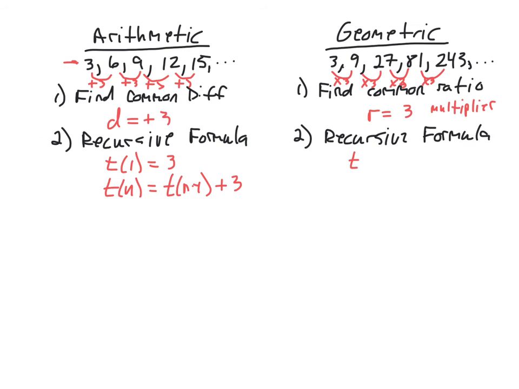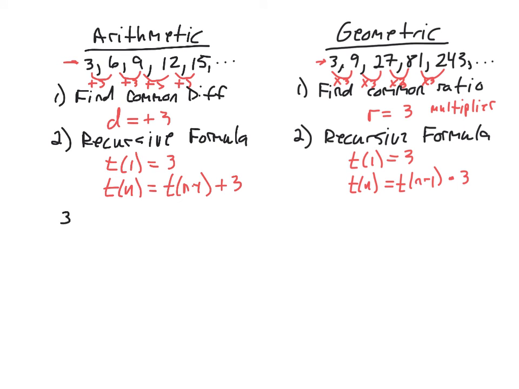Over here, T of 1, same thing. It's 3. First term right there. And then the formula is still the same. T of n equals T of n minus 1. The next term is equal to the previous term. Except here we're going to multiply by 3. It's the only difference. Arithmetic, geometric. On the test, you got to do that. They're going to give you a sequence just like in this example and say, oh, find the common difference, find the common ratio or the multiplier, create a recursive formula. That's exactly what you have to do on the test.